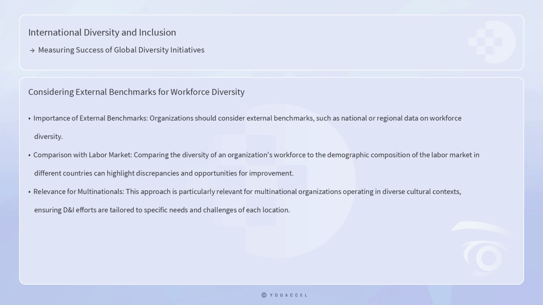In addition to internal benchmarks, organizations should also consider external benchmarks, such as national or regional data on workforce diversity. For example, comparing the diversity of an organization's workforce to the demographic composition of the labor market in different countries can highlight discrepancies and opportunities for improvement. This approach is particularly relevant for multinational organizations operating in diverse cultural contexts, as it ensures that D&I efforts are tailored to the specific needs and challenges of each location.